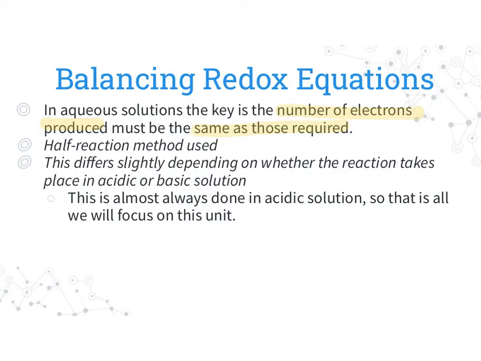So we're going to use the half reaction method, and whether the solution is acidic or basic does change the steps a little bit. For this unit, we're going to focus just on the acidic solution, and then when we revisit redox reactions in the electrochemistry chapter, we'll go over this again, and we'll also learn the basic section. So we're just going to do acidic solution for today. It'll make our lives a little easier.